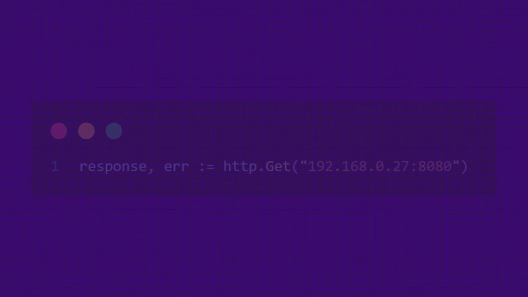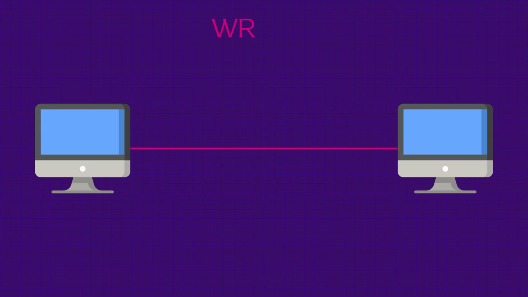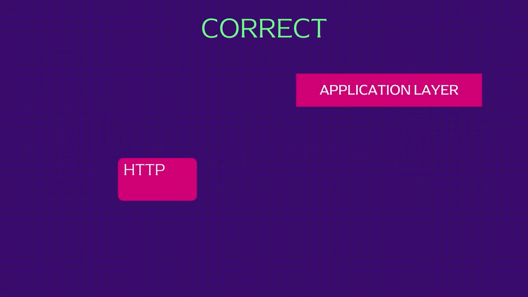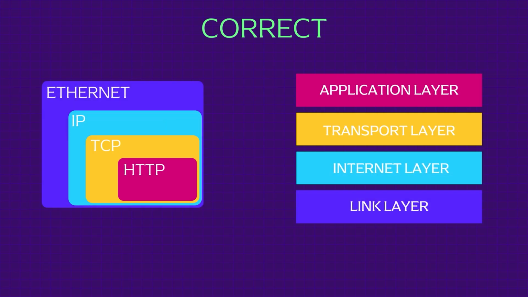From a developer's point of view, it looks pretty straightforward. It's just an IP address and port. But here's the thing. Computers don't actually send raw HTTP requests over the wire. What really happens is that first the HTTP request gets wrapped into TCP, then TCP gets wrapped into IP, and finally everything ends up in an Ethernet frame. That's the TCP/IP stack in action.